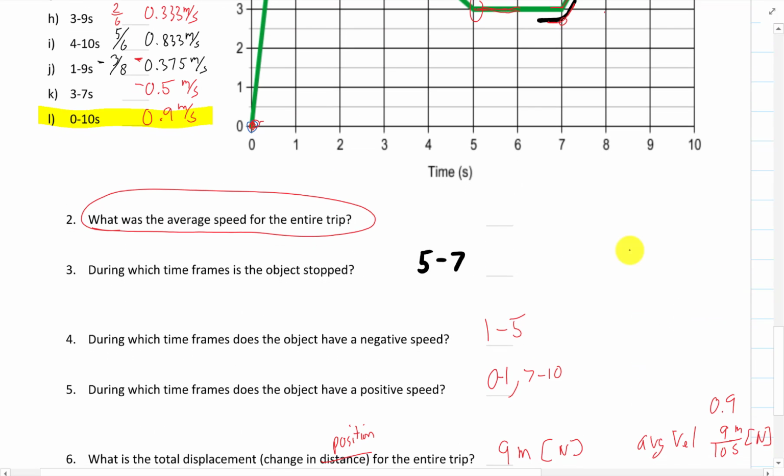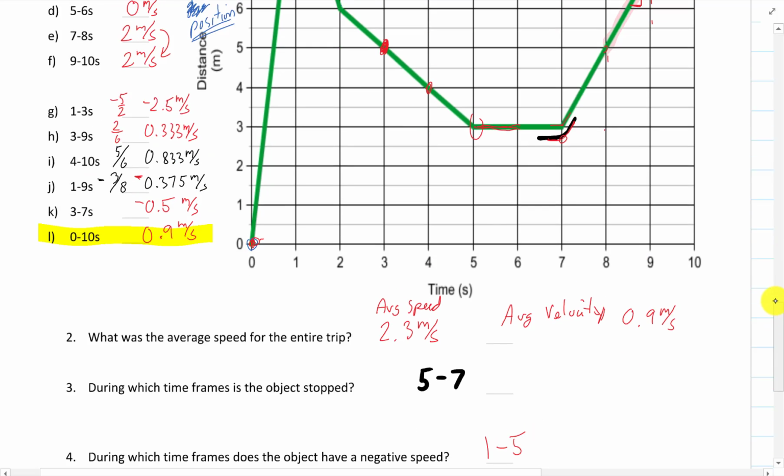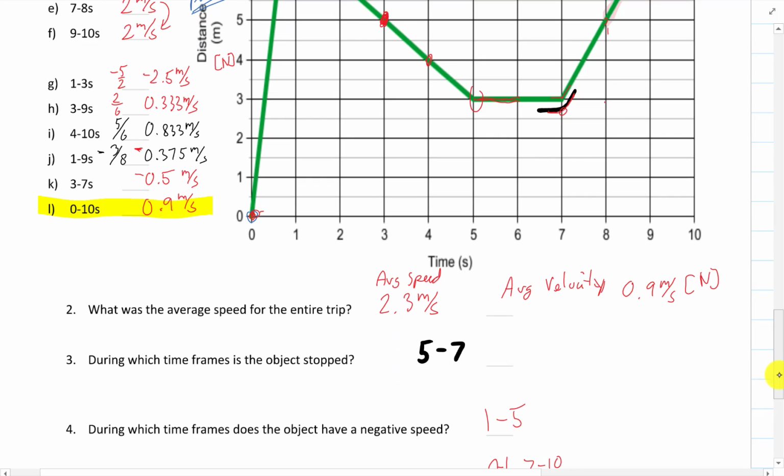So, what is the average speed for the whole trip? Even though I said it was 0.9, I lied. It's 2.3 meters per second. And the average velocity is 0.9 meters per second. Now, I hope to have a direction from this position time graph. As I said at the beginning, I would love to have put N there for north, and then I'd have it as a vector, and I'd feel comfortable. Thank you very much.